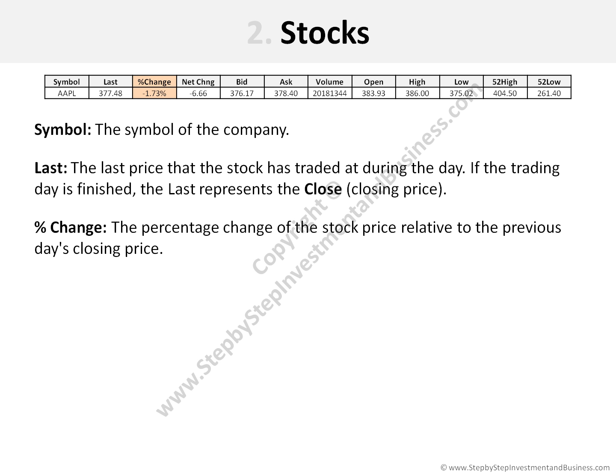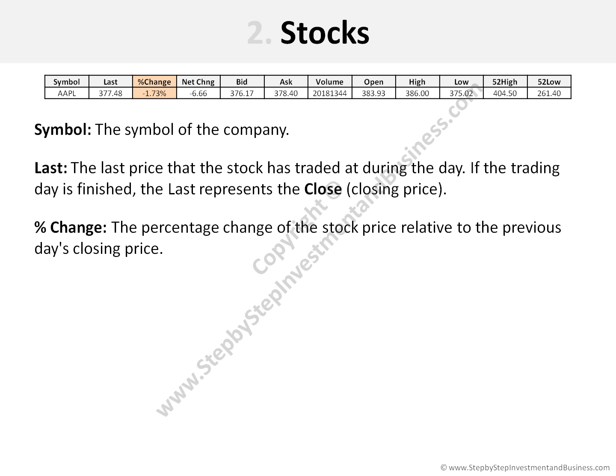Then we have what is known as percentage change, which is the percentage change of the stock price relative to the previous day's closing price. That is, it indicates, in percentage, how much the stock price has changed at this time relative to the previous day's closing price, that is, the close. As we can see in the example, the percentage change is minus 1.73%. That means that at this time, the shares of Apple fell 1.73% relative to the previous day's closing price.